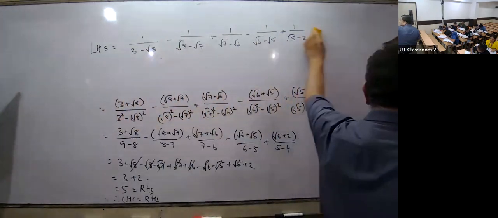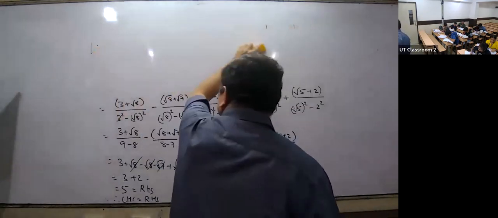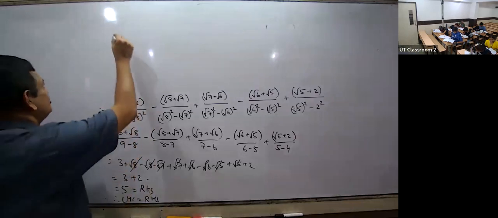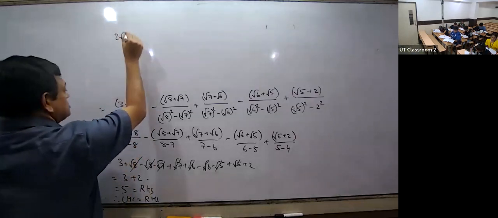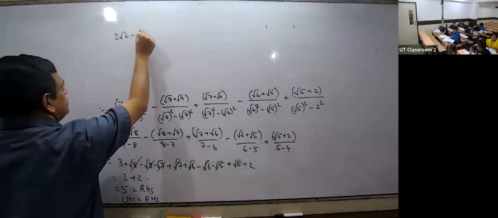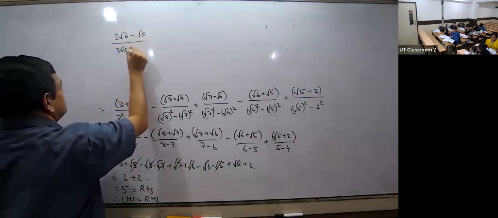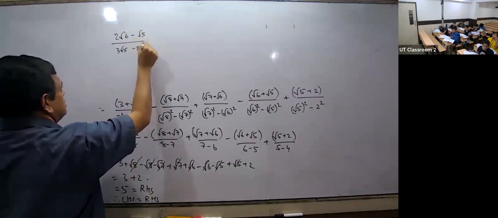Rationalize the denominator of (2 root 6 minus root 5) divided by (3 root 5 minus 2 root 6). This is the one now.